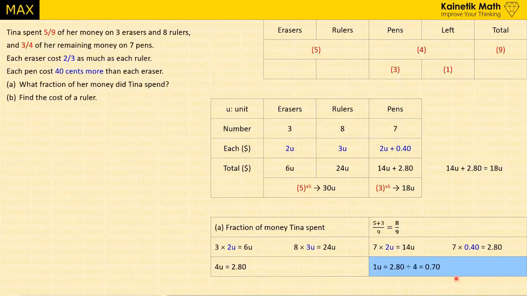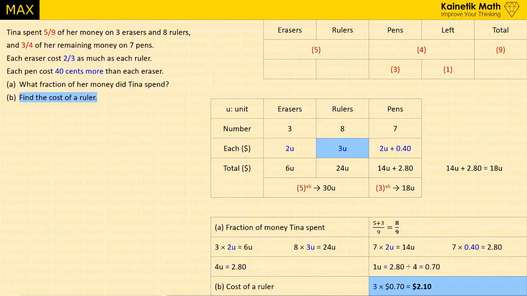And we can answer the question, right? Because we want to find the cost of the ruler. The ruler is simply just 3 units. And we found out 1 unit is 70 cents. So 3 times 70 cents gives us $2.10. Okay, so that's how we can solve this problem.